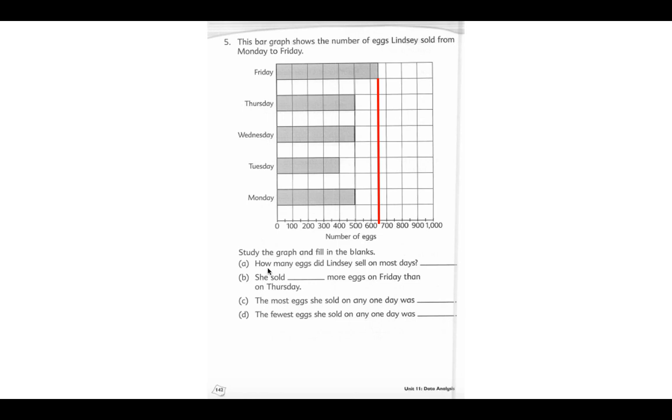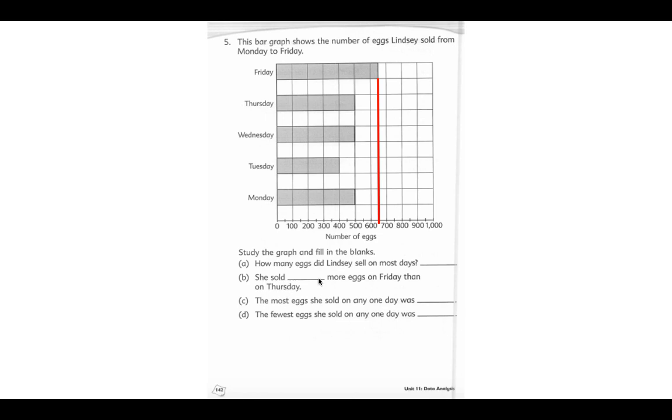Let's go through this. How many eggs did Lindsay sell on most days? So you want to think we've got Friday, Thursday, Wednesday, Tuesday, Monday. Most days. Are there any days that have a similar amount? Are there any days where they sold the same amount? And what day or what number of eggs is that?